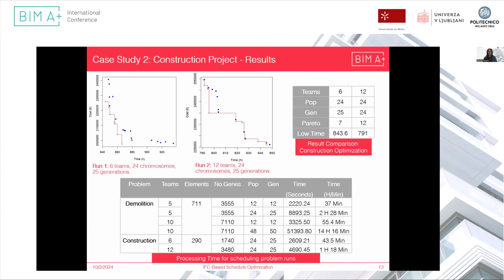We had a low time getting even lower. Again, we can't compare these two on cost because we have doubled the number of resources. There are 12 teams, so the cost wouldn't be the same, but you can see the time is going down.